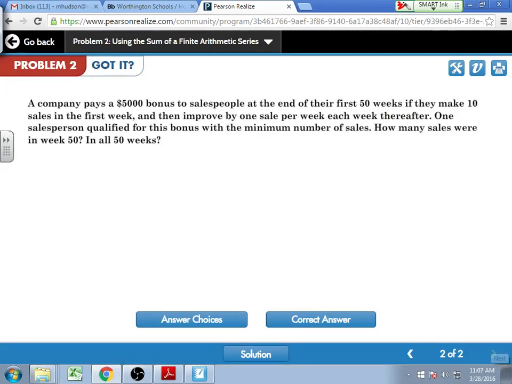Try this on your own. $5,000 bonus. Does this $5,000 bonus matter in the math that we're going to do? No. Well, let's look at what it's asking. How many sales were in week 50? And then how many total sales? That $5,000 doesn't have anything to do with it. That is a distractor. Watch out for those numbers that they're going to put in the problems that you don't need. Be careful of the distractors. So what we care about is 50 weeks, 10 in the first week, and improve by 1 sale each week.